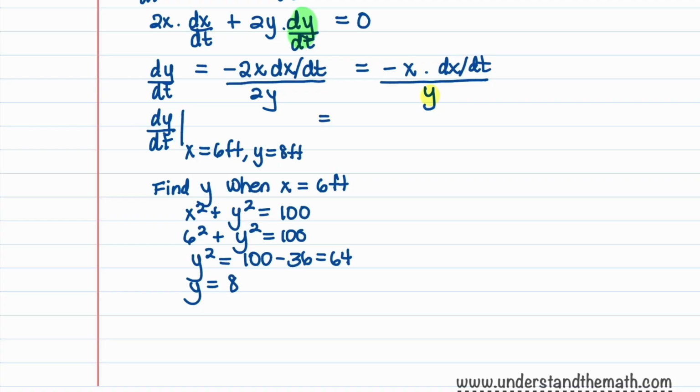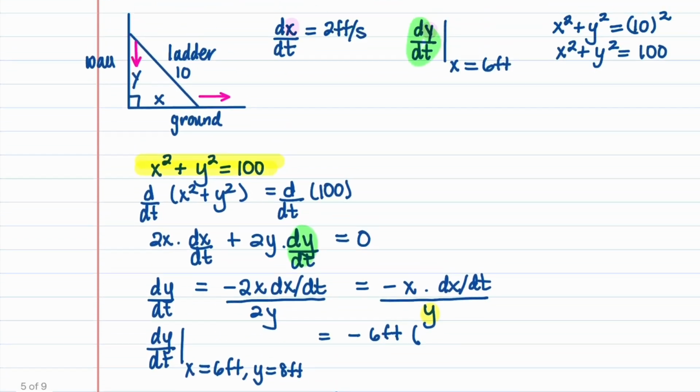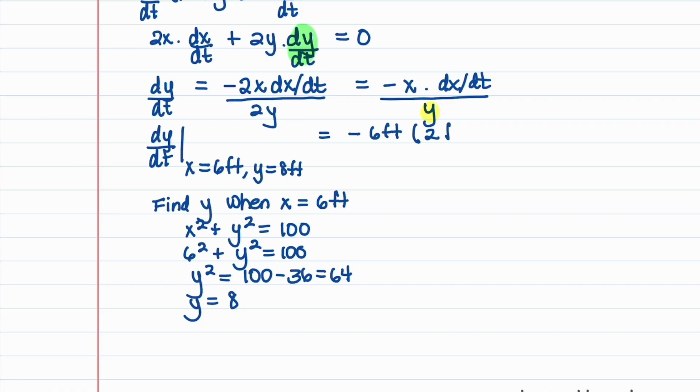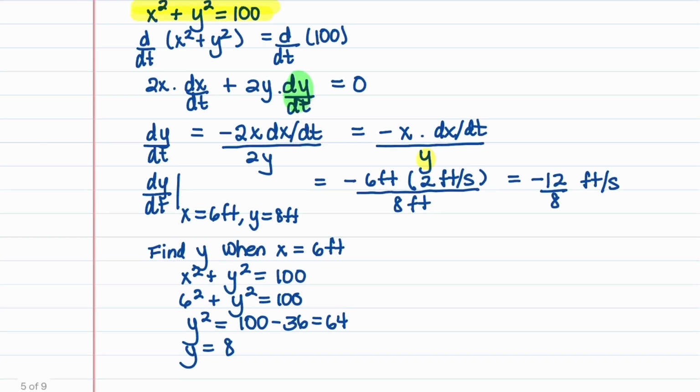And we can go ahead and plug this in. So we have a minus x, so that's a minus 6 feet, times dx/dt. We have to go back up. That is 2 feet per second. So we'll plug in 2 feet per second, and then we're going to divide this by y, which is 8 feet. This gives us a minus 12 over 8 feet per second. We can divide both of these by 4, so we end up with minus 3 over 2 feet per second.